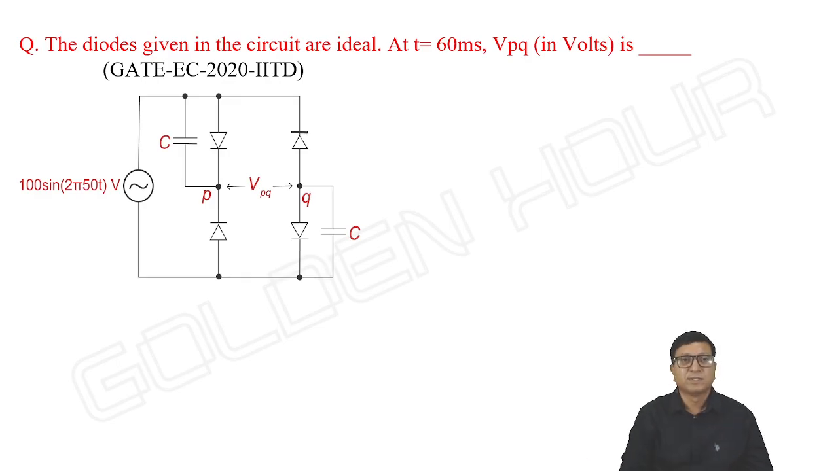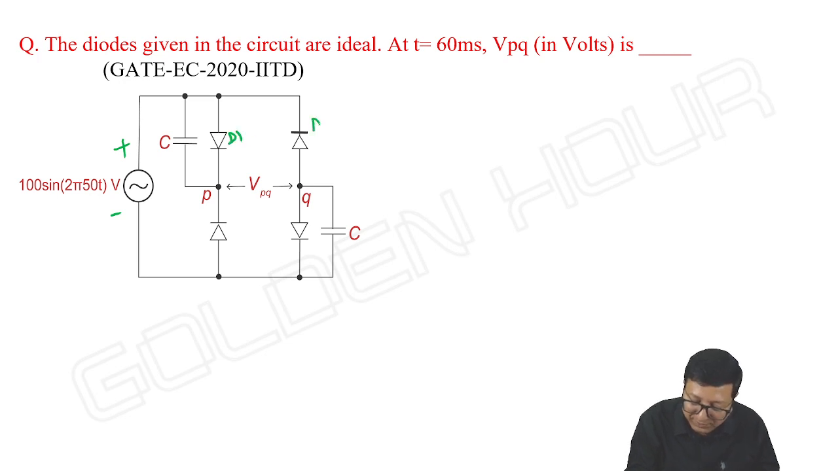See this question. The diodes given in the circuit are ideal. At t equal to 60 milliseconds, Vpq in volts is? Okay. Let us have a look at its working first. During the first positive quarter cycle, positive cycle, right, half cycle, anything. Okay, quarter cycle I am taking. If the input is positive, let me give some names: D1, D2, D3 and D4, and C1, C2.